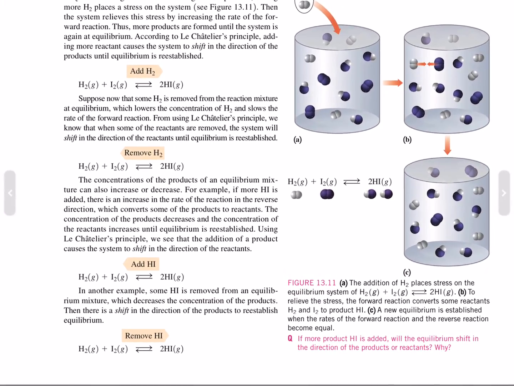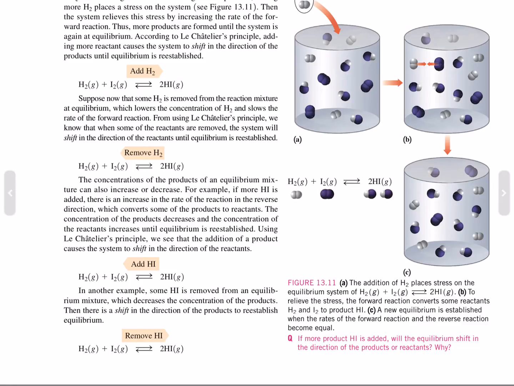The concentration of the products of an equilibrium mixture can also increase and decrease. For example, if more hydrogen iodide is added, there's an increase in the rate of the reaction in the reverse direction, which converts some of the products to reactants. The concentration of the products decreases and the concentration of the reactants increases until equilibrium is reestablished. Using Le Chatelier's principle, we see that the addition of a product causes the system to shift in the direction of the reactants. So adding product shifts to the left.